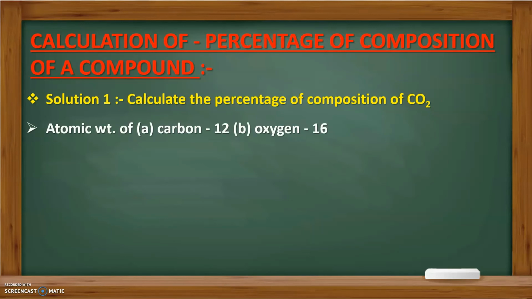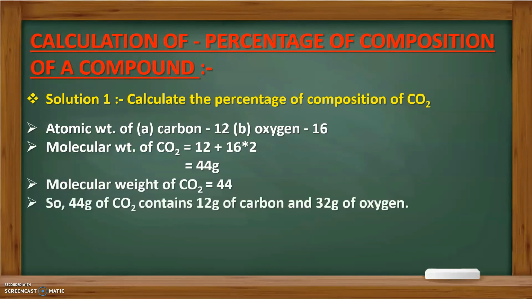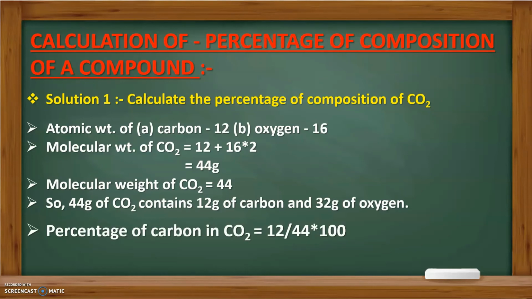So the molecular weight of carbon dioxide is equal to 12 plus 16 into 2, which gives 44. Let us take it as 44 grams over here for our calculation. So molecular weight of carbon dioxide is 44 grams. 44 grams of carbon dioxide contains 12 grams of carbon and 32 grams of oxygen. So the percentage of carbon in carbon dioxide is equal to 12 divided by 44 into 100, which gives 27.27%.